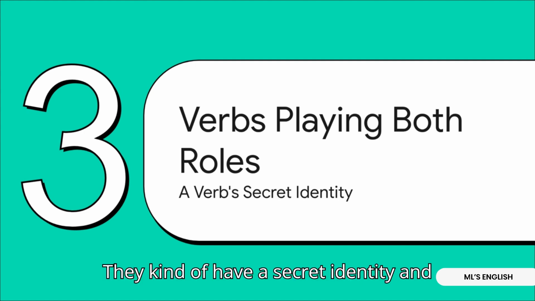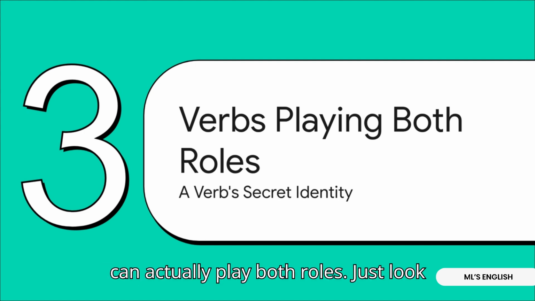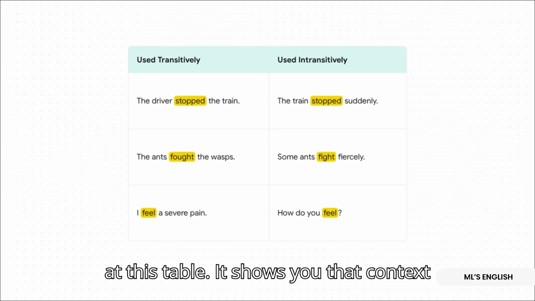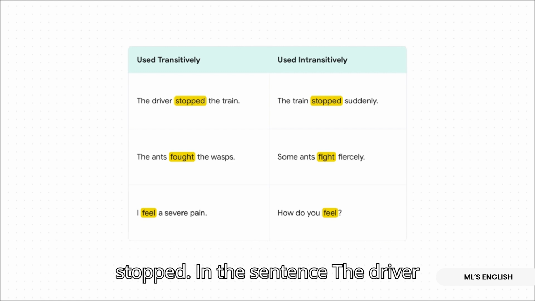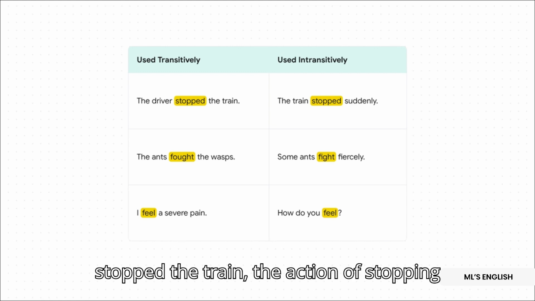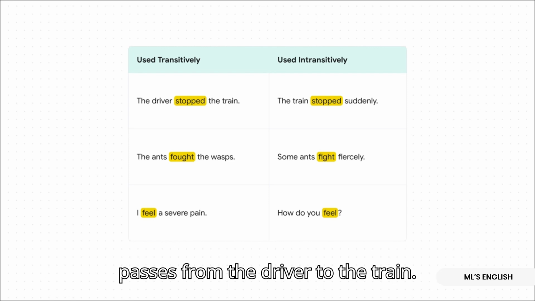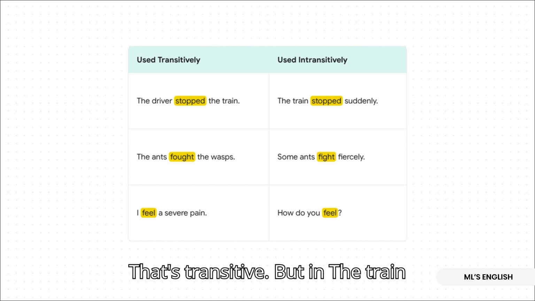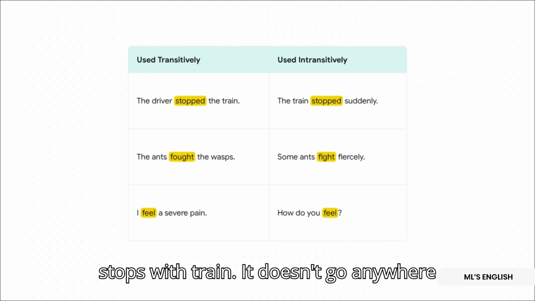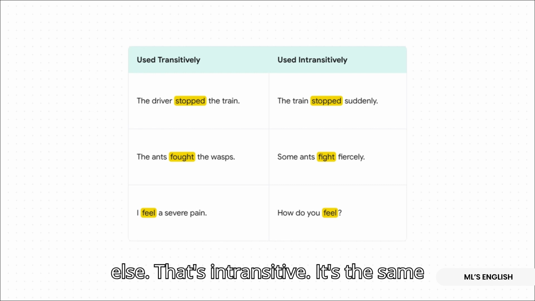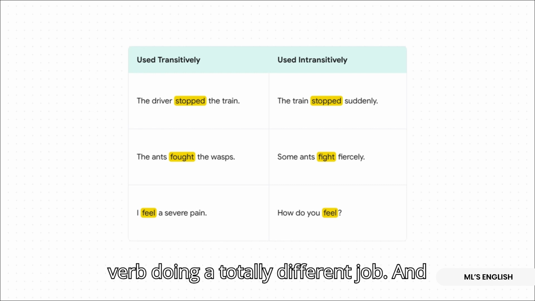They kind of have a secret identity and can actually play both roles. Just look at this table. It shows you that context is absolutely everything. Take the verb stopped. In the sentence, the driver stopped the train, the action of stopping passes from the driver to the train. That's transitive. But in the train stopped suddenly, the action just stops with train. It doesn't go anywhere else. That's intransitive. It's the same verb doing a totally different job.